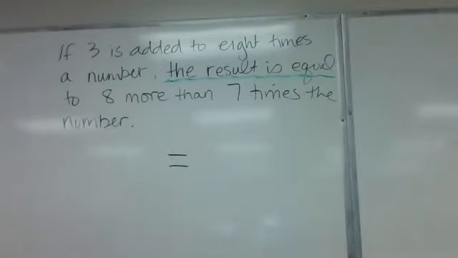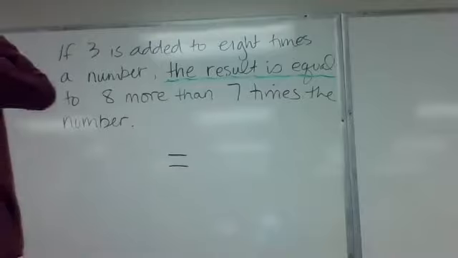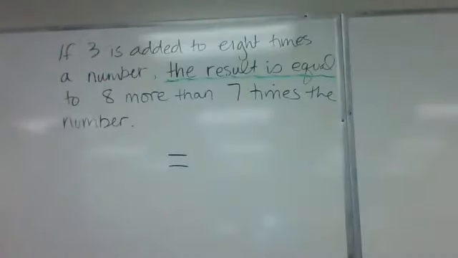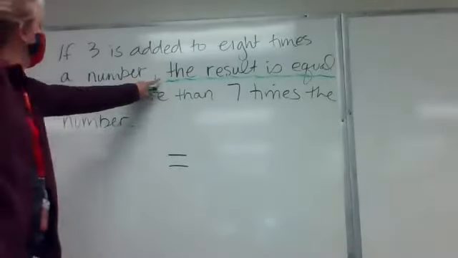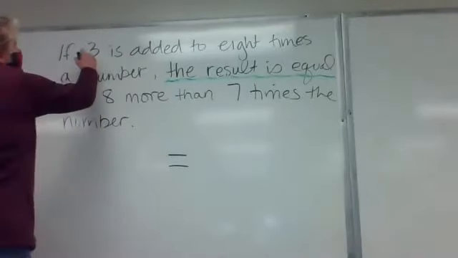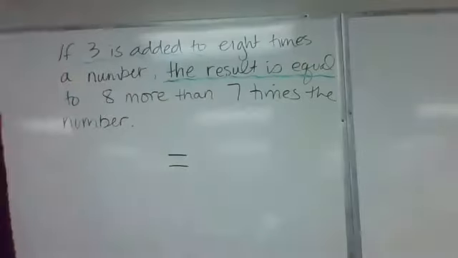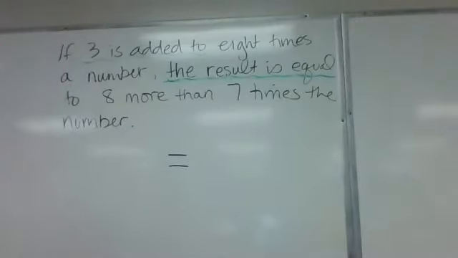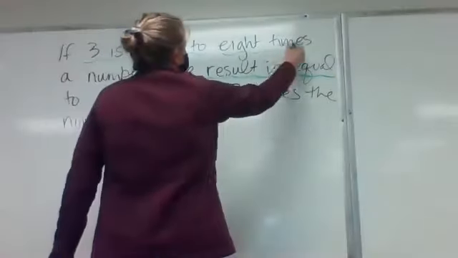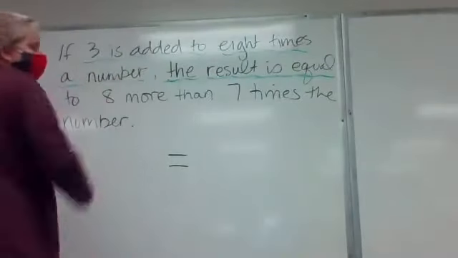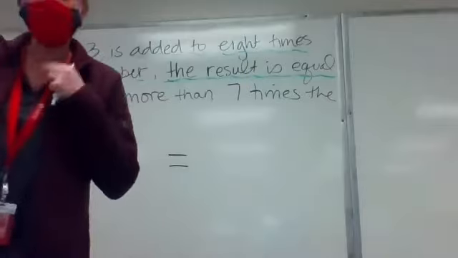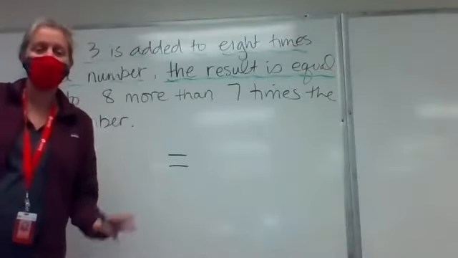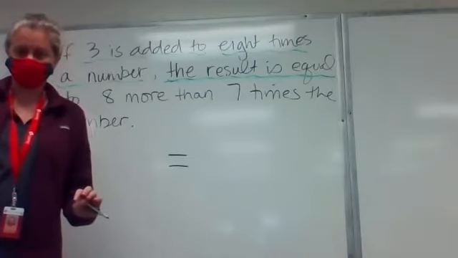So let's see. Again, it doesn't matter even which one you do first. You're just going to do this side and this side. Let's do the front this time. So let's see. 3 is added to, which means I'm going to add 3 to something. What am I going to add 3 to? 8 times a number. I'm going to add 3 to 8 times a number.